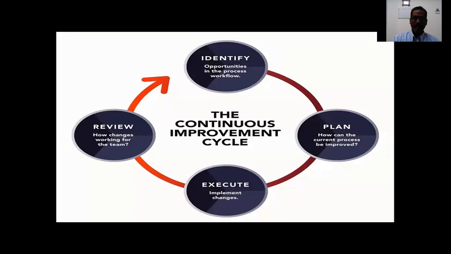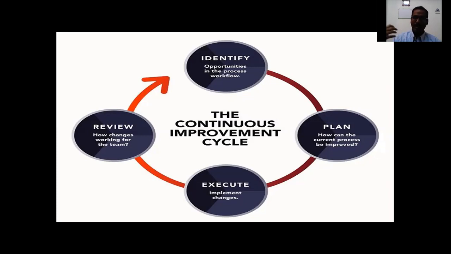Here we see the continuous improvement cycle. First, identify the opportunities in the process or workflow, and then plan how the current processes can be improved. This is first identifying, then planning, then executing and implementing changes. Identifying, as I told you, can be done by the people who are really working on the ground, and also by brainstorming. Then after that, it goes to planning.